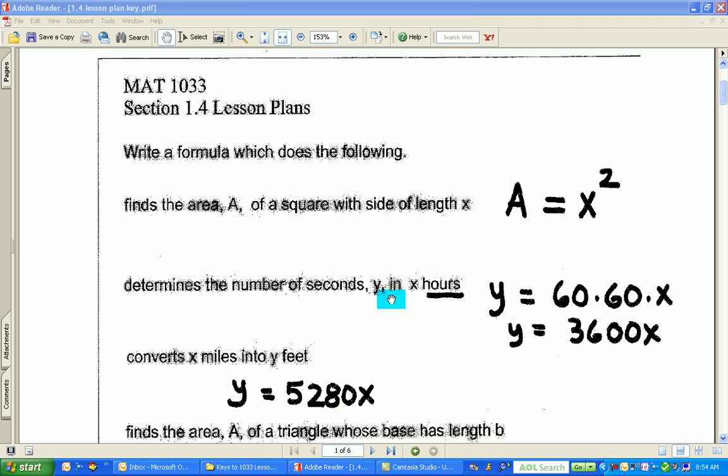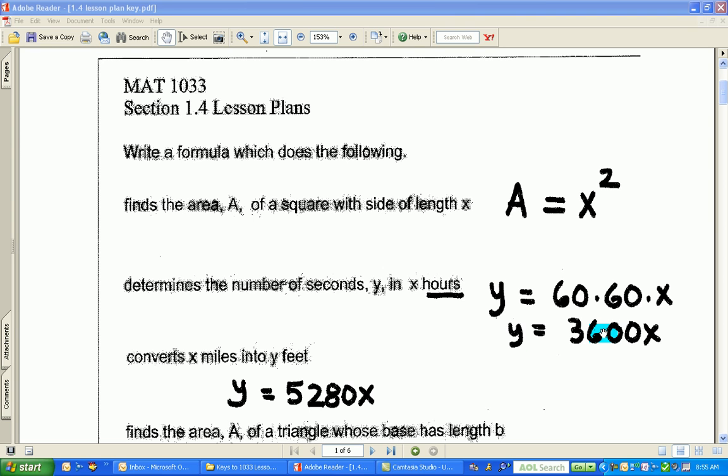In the next question, what we're being asked to do sounds a little strange. Determine the number of seconds y in x hours. Now the easiest way to do that problem is to start off with 1 hour. If I asked you to tell me how many seconds there were in 1 hour, I would hope you would multiply 60 by 60. The reason: 60 minutes in 1 hour and 60 seconds per each minute. So there are 3,600 seconds in 1 hour.